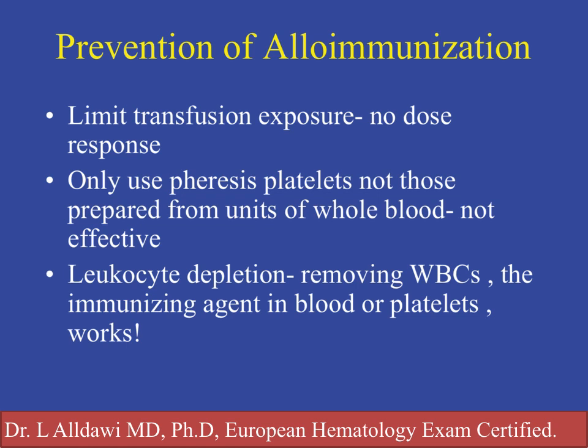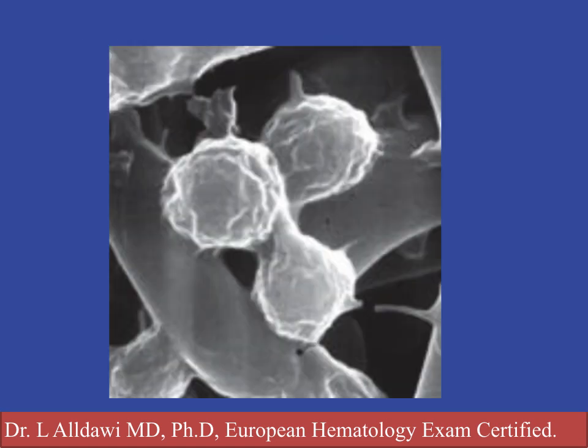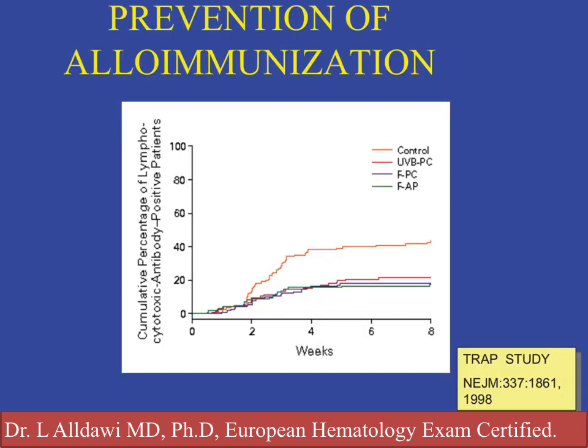Leukocyte depletion is very important, and these are white blood cells. This study shows that if you have the control as normal platelets, and the other you've got a 3 to 4 log reduction in the white cell population, and this will cause marked reduction in alloimmunization rate.